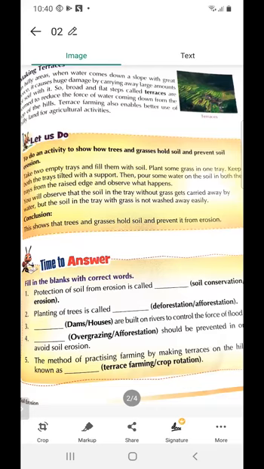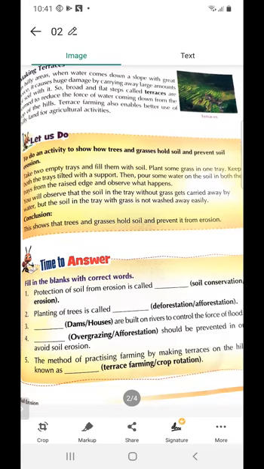The soil in the first tray, where grass is present, is not carried away by the water, but the soil in the second tray, in which no grass is present, is carried away by the water. So the conclusion is that trees and grass hold the soil very tightly, and trees and grass help in preventing soil erosion.